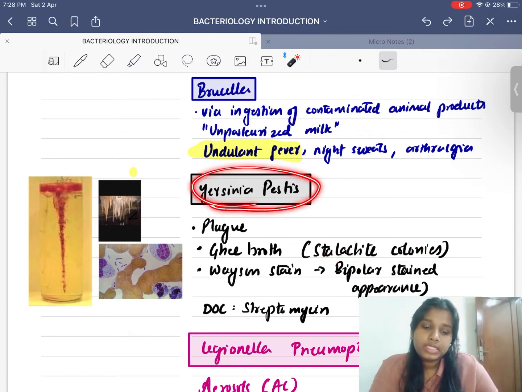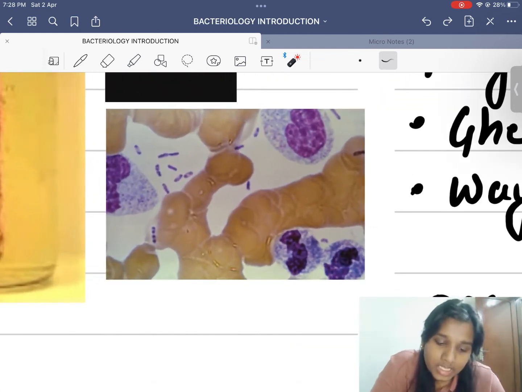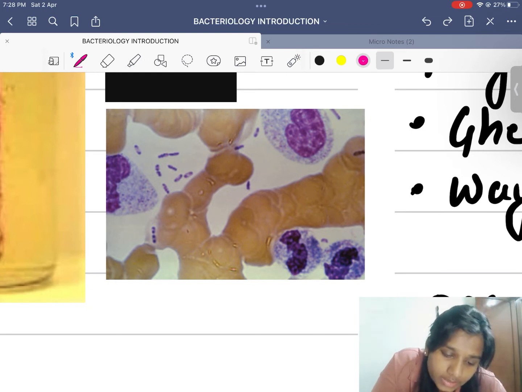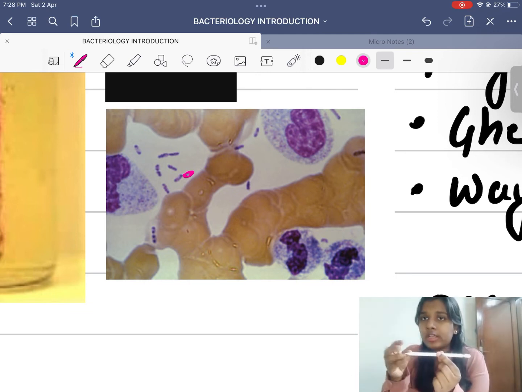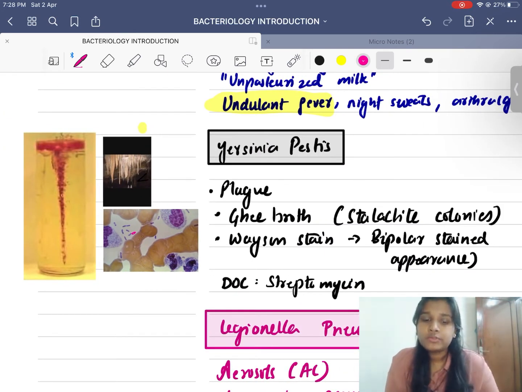Now Yersinia pestis, you use a stain which is basin stain, in which you see again the safety pin like organisms. So safety pin basically means bipolar staining. Suppose this is the rod, both the ends will be stained, so that will look like a safety pin appearance. So that's what you will see for Yersinia also.